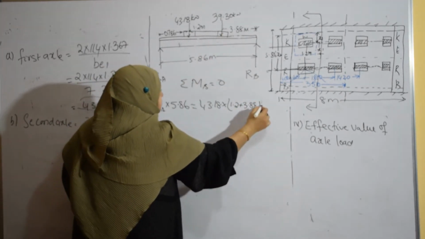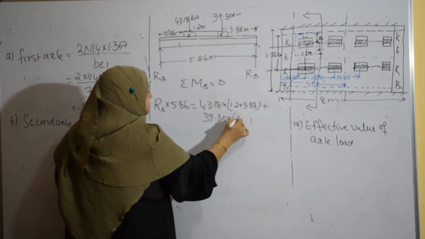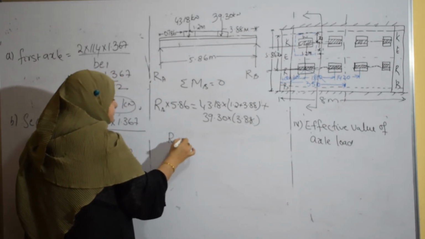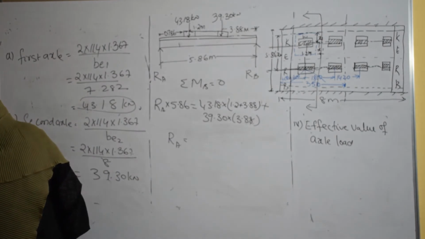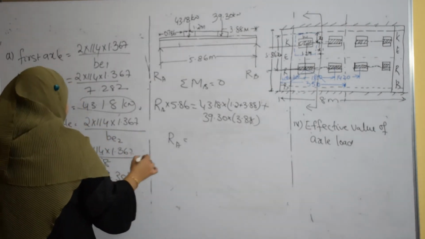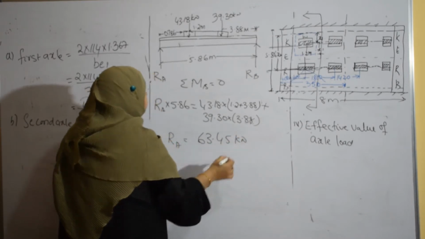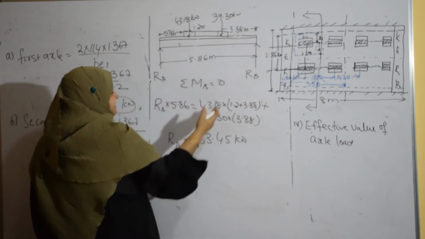Okay, plus 39.30 into 3.8 meters. From this you get the support reaction. The support reaction has come to be 63.45 kilonewton. So if you see, from the RA value only, you can say RB will be lesser than this one.